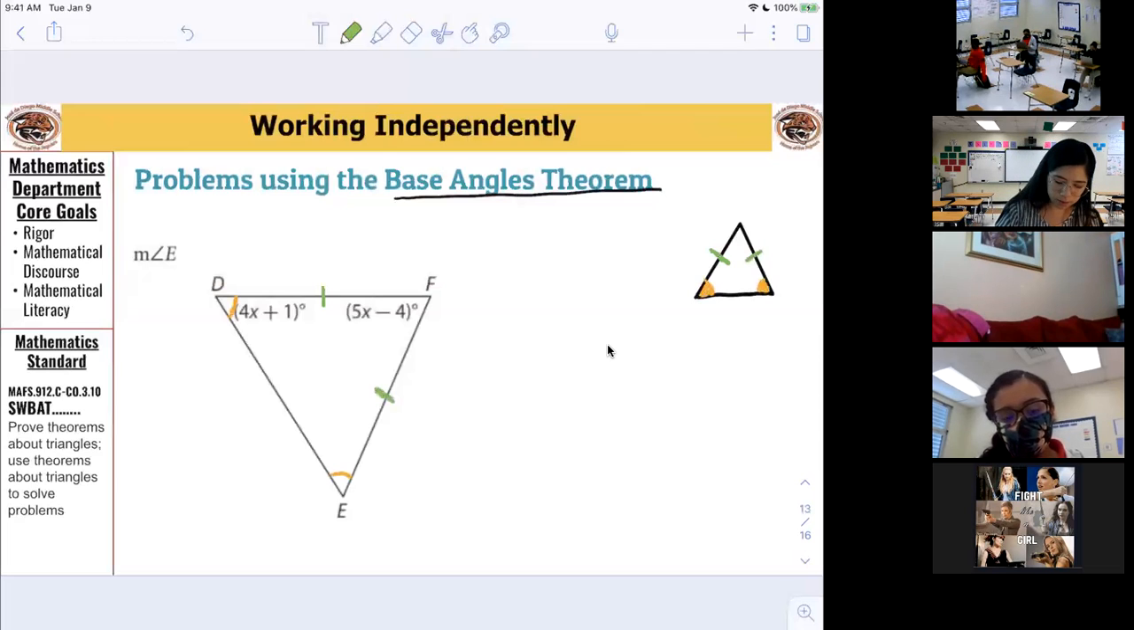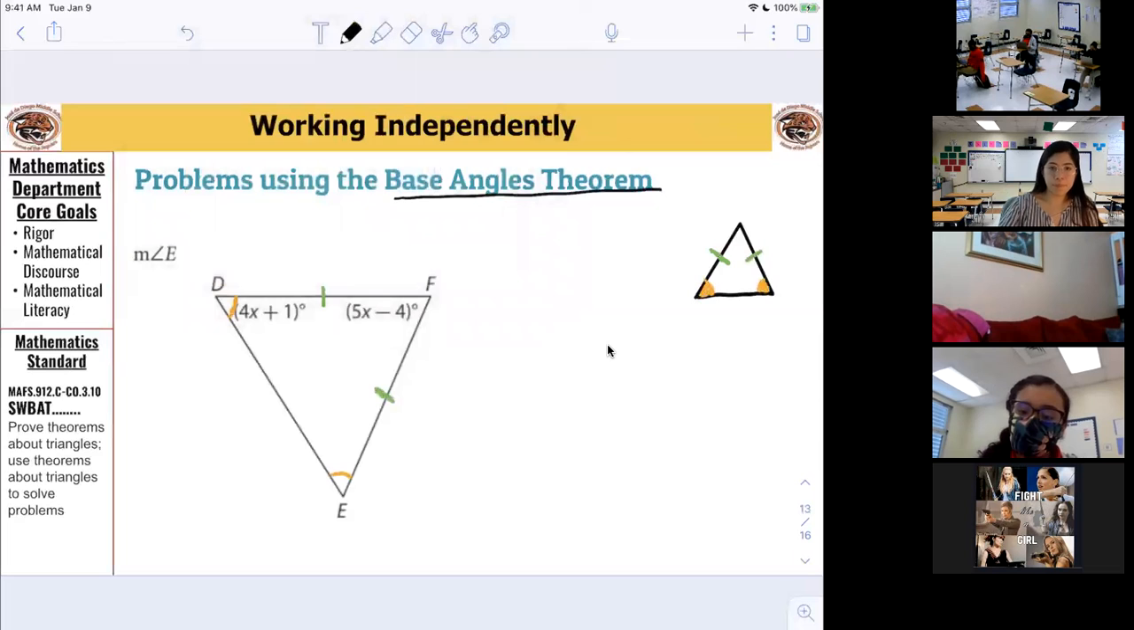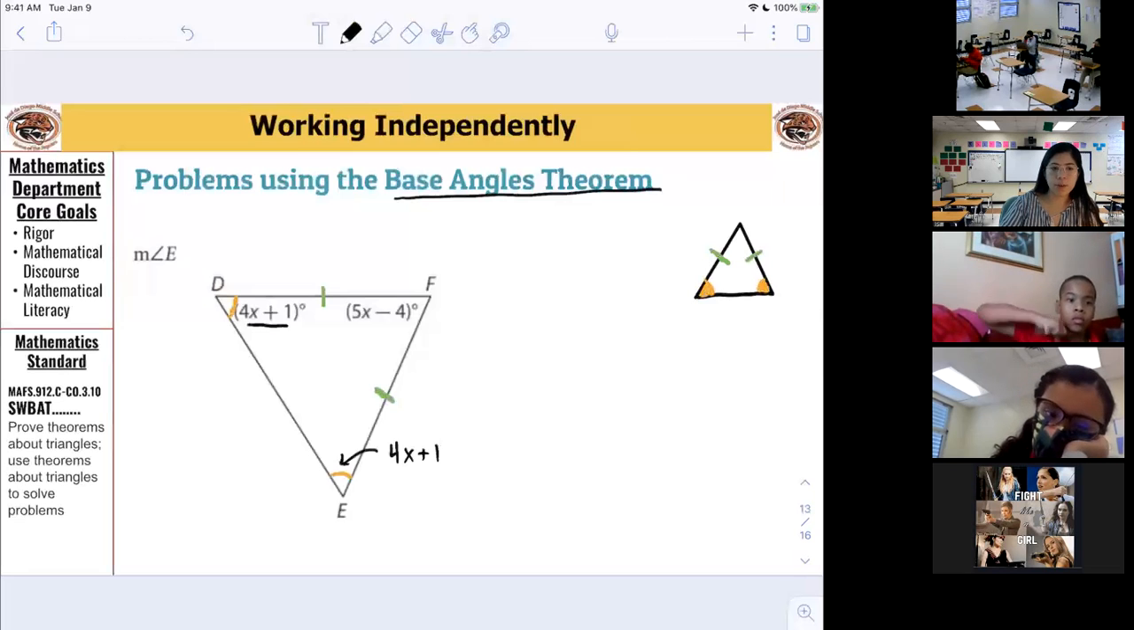So what do I know about all of the angles in this triangle? What relationships do I know about the angles inside of this triangle? They're congruent. If we figure out the angle of D, we can figure out the angle of E. Why is that? They're congruent, right? So if D is 4x plus 1, E also has to be 4x plus 1. They're equal.